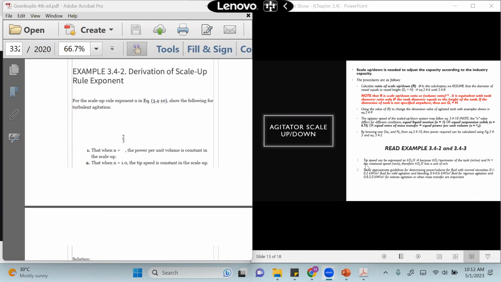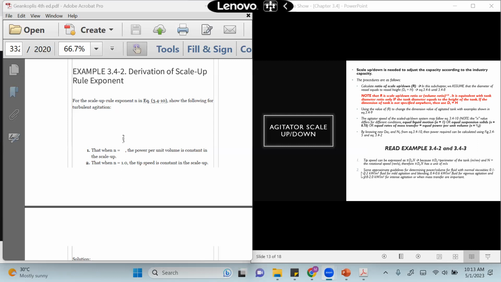The first note is the tip speed. Later in example 2, you will find a new term called tip speed. Tip speed can be expressed as pi times Dt times N, because pi times Dt equals the perimeter of the tank, in meters per revolution, and N is the rotational speed, in revolutions per second. So when I multiply these two terms, pi times Dt times N, it has a unit of meters per second. So tip speed is actually the velocity of the tip, or the velocity of the blade rotating in the vessel.